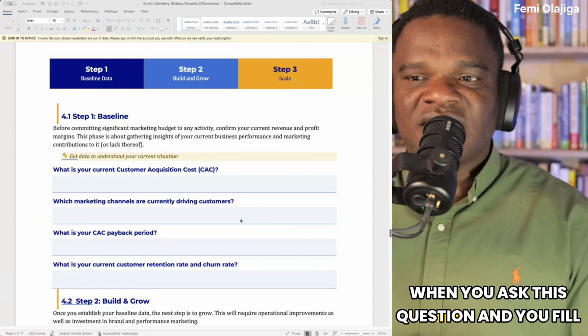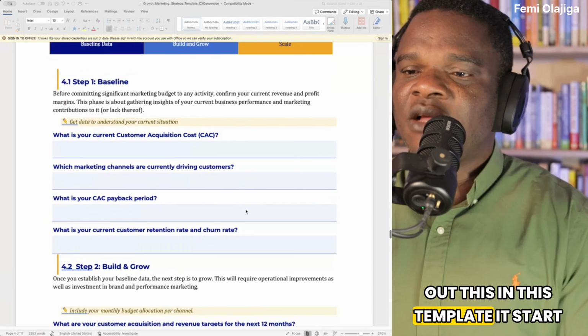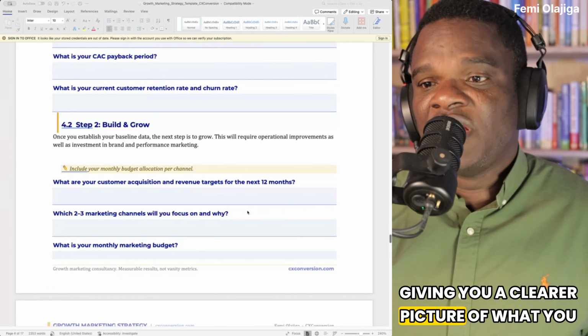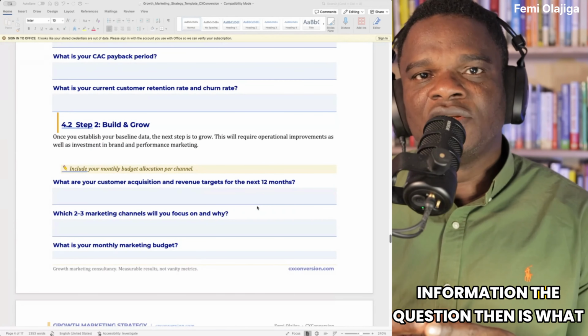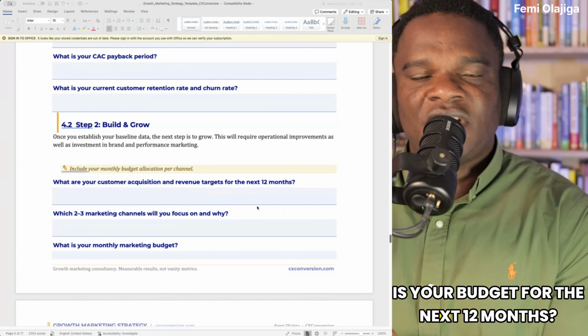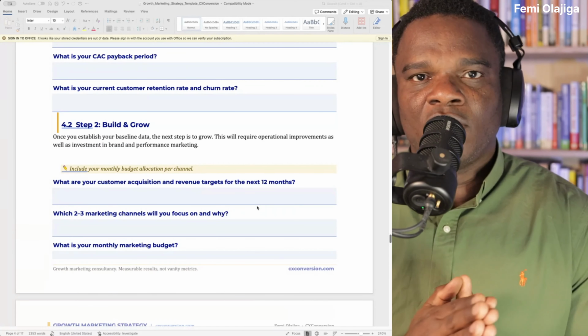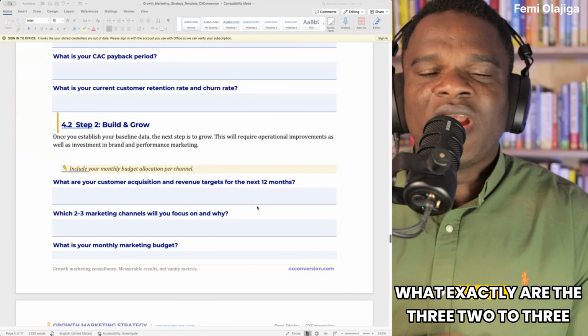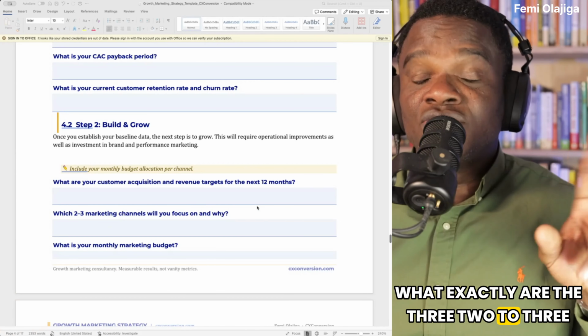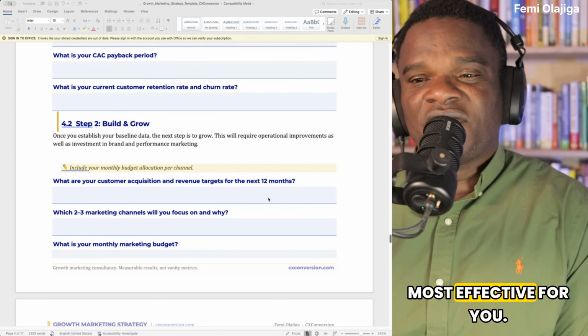When you ask this question and you fill out this template, it starts giving you a clearer picture of what you need to do. And then once you have all this information, the question then is, what is your budget for the next 12 months? How much are you going to spend on each marketing channel? What exactly are the 2 to 3 marketing channels that are most effective for you?